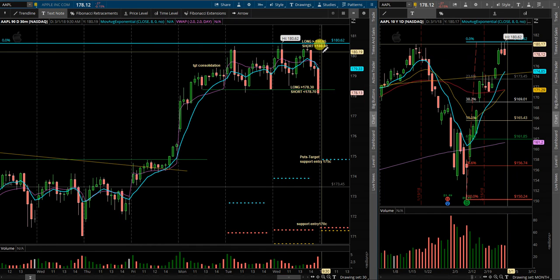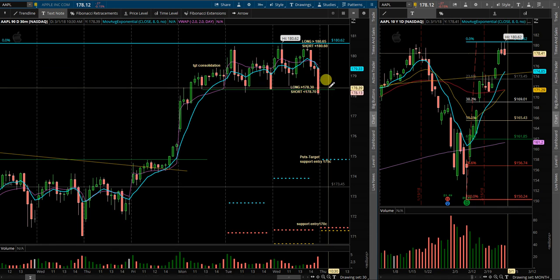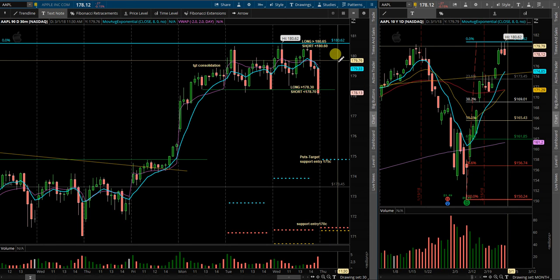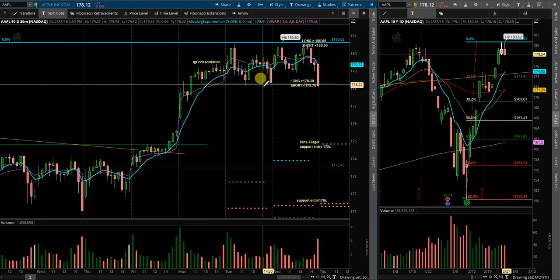So right now we're just in the middle of a zone. I'm not going to do anything away from these two levels here. I don't want to get chopped up like I have already for a couple of positions. So far, that's pretty much all my trade plan for Thursday for Apple here. It's going to basically depend on the open.